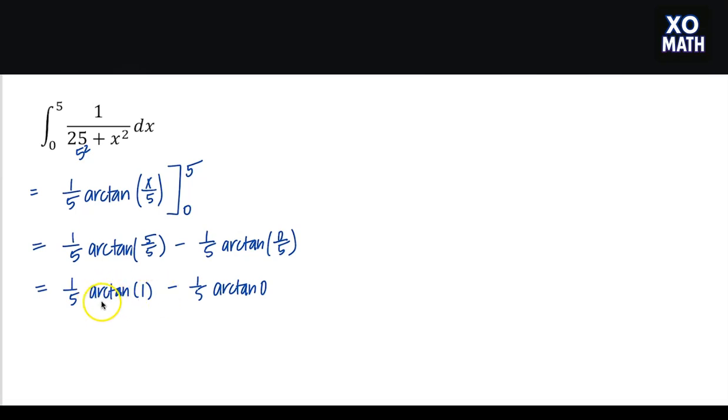But arctangent of 1, so what do I plug in, within that restricted set of values, into tangent to get out 1? Well, that's going to be the angle pi over 4. So arctangent of 1 is pi over 4, and it's multiplied by that 1/5 in front. So we end up with our numerical answer of pi over 20.